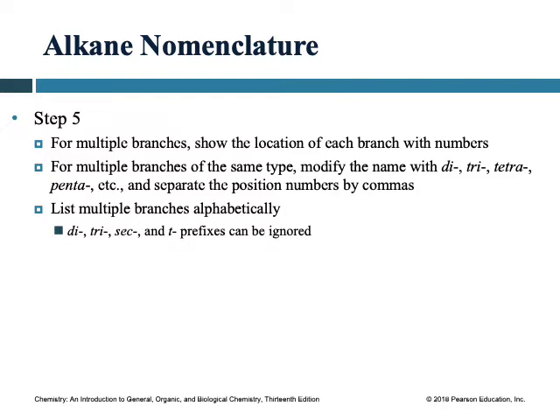let's go to step 5, rule 5. If you have multiple branches, means if you have multiple substituent. Branches means substituent. Show the location of each branch with the number. If you have multiple branches of the same type, modify the name with di, tri, tetra. Di means 2, tri means 3, tetra means 4, right? And keep on, and separate the position by commas. List multiple branches alphabetically. So let's try to solve one problem on this and then try to understand this rule number 5. So let's take an example.